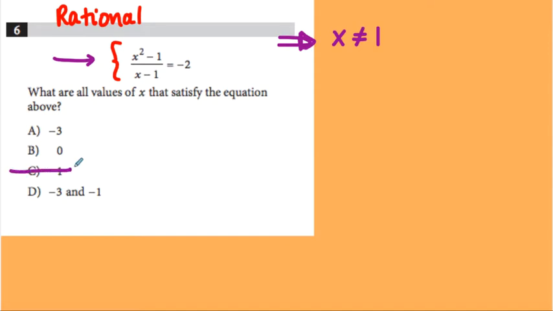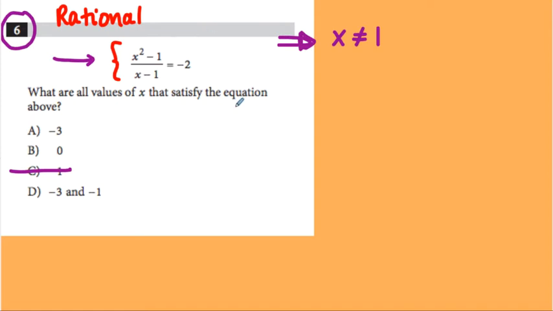Okay? Now, here's the thing. I could plug in the answers here, and that might be what I would do here, because to solve this rational equation is going to be a little bit tricky. And it's only question number 6, which I noticed. Question number 6 shouldn't involve a lot of math.